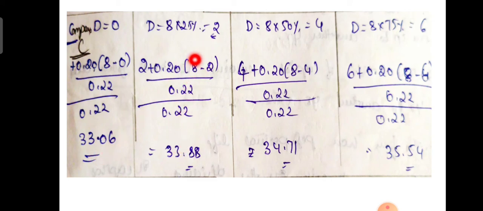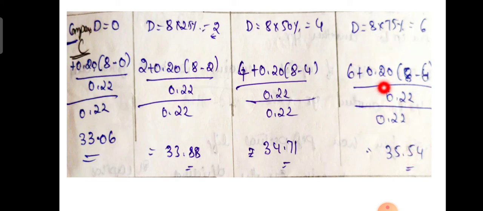In the second situation, where payout ratio is 25%, dividend per share is 2, in that case market price increases to 33.88. When payout ratio increases to 50%, market price also increases to 34.71. Here only the dividend is changing, remaining values are the same. In the last case, 75% payout ratio where D is 6, so 6 plus 0.20 into 8 minus 6, divided by 0.22, whole divided by 0.22, market price is 35.54.